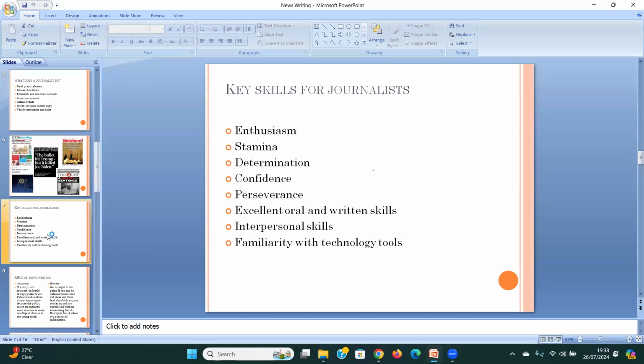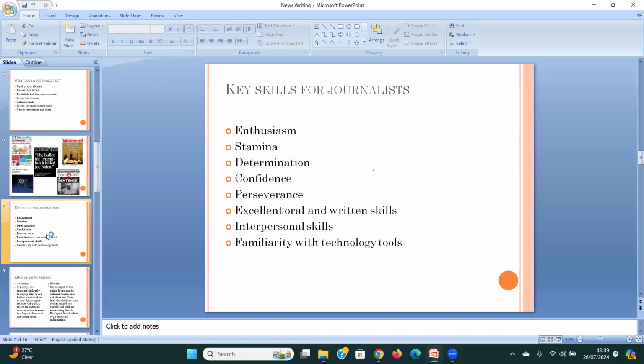Then the key one, which is excellent oral and written skills. It depends on where you fall, whether you're in print or broadcast, whether you want to express yourself by writing or speaking. You must work on that. Your writing skills must be top notch. Your oral skills too must be A plus. It is a work in progress. It's not as if you have to be excellent before you start, but as you keep pushing, you are developing that part of you.